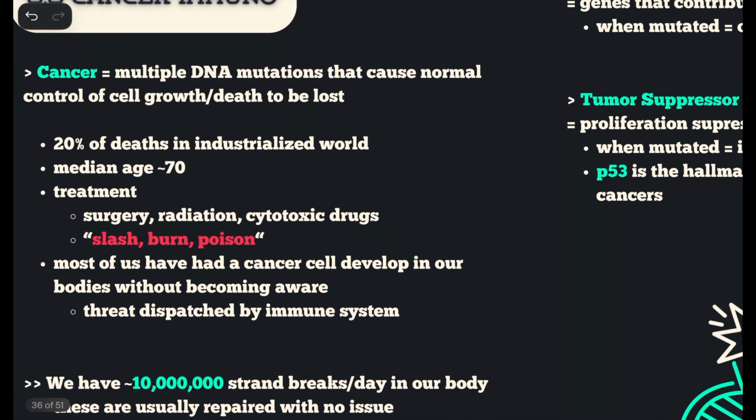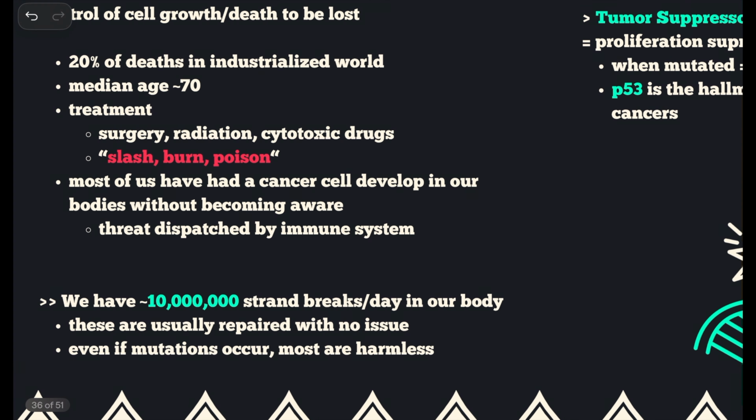Just some good introductory stats for you. 20% of deaths in the industrialized world are caused by cancer. Median age of 70, so this is typically a disease of the elderly, though not exclusive to the elderly. Treatment, we usually see a combo of surgery, radiation, and cytotoxic drugs, aka chemo, commonly referred to as the slash, burn, and poison method of treatment.